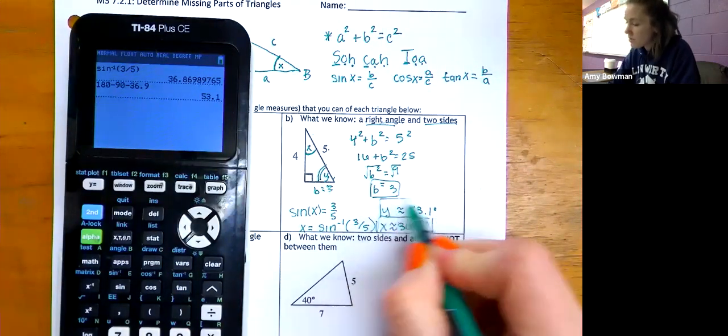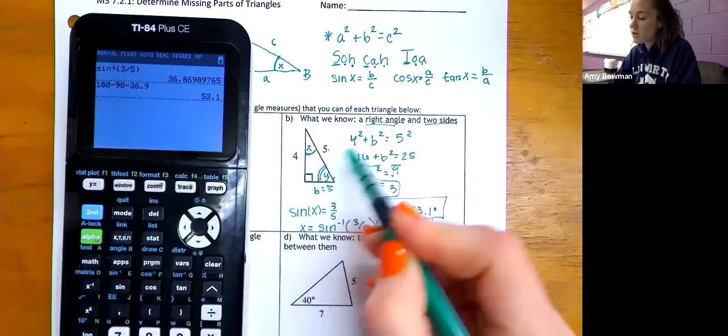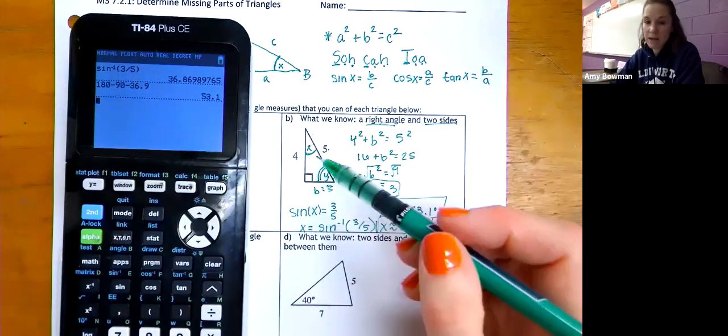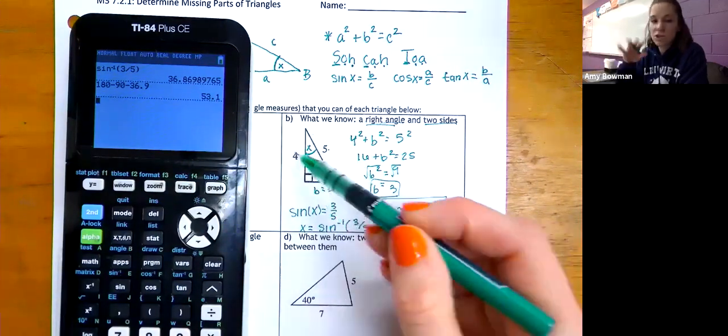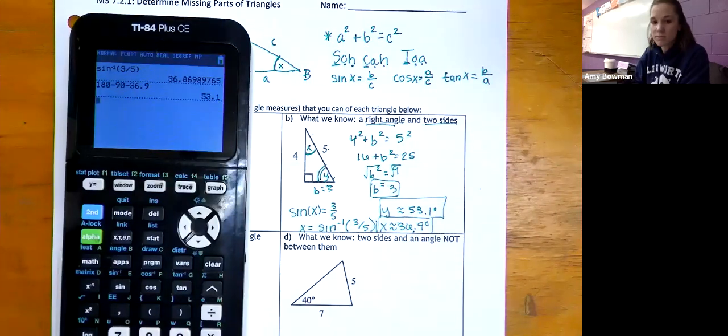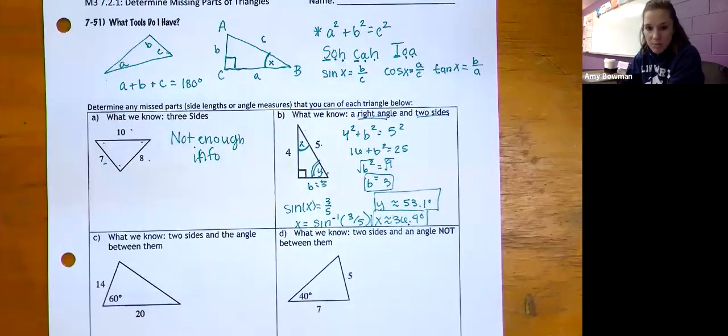So I was given 2 sides of a right triangle and was able to find the other 2 missing angles and the other missing side, with just the tools that we have so far. So let's go down and look at a couple of other examples.